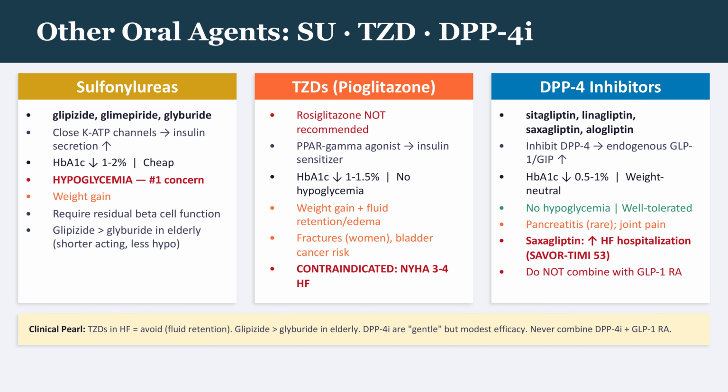DPP-4 inhibitors, sitagliptin, linagliptin, saxagliptin, alogliptin, work by blocking the enzyme that degrades endogenous GLP-1 and GIP, so they boost incretin levels indirectly. They're weight neutral, well tolerated orally, and have no hypoglycemia when used alone. The trade-off is modest efficacy, about half to 1% HbA1c reduction. Note, saxagliptin was associated with increased HF hospitalization in the SAVOR-TIMI 53 trial, so use caution in heart failure patients.